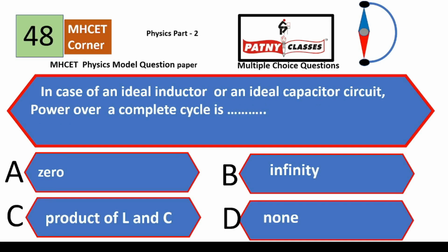Dear students, after going through 46 questions, 47, 48, 49, 50, these few questions I am giving you to test your understanding. Please decide the correct option and write down the correct option in the comment box. Question number 48. In case of an ideal inductor or an ideal capacitor circuit, power over a complete cycle is. Option A is 0. Option B infinity. Option C product of L and C. Option D none. I hope you will find the correct answer, and you will also write down your answer in the comment box.